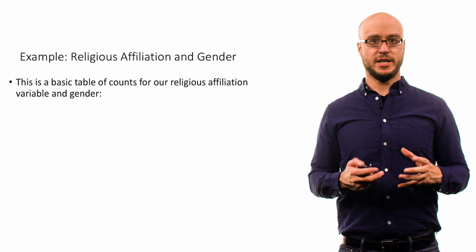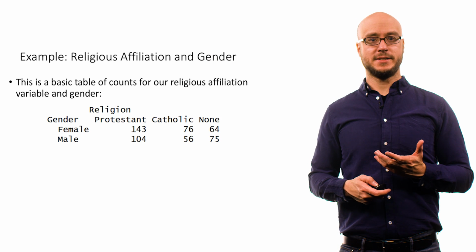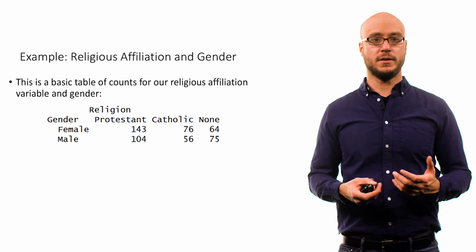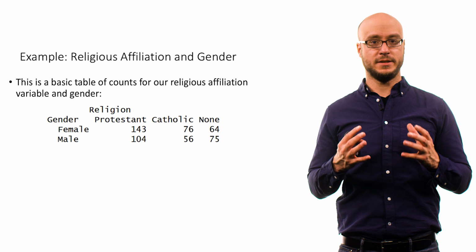So let's look at an example of the chi-square two-way test for independence. Let's look at this example of religious affiliation and gender. Here's a basic table of counts or frequencies for our religious affiliation variable and our gender variable. This is just a contingency table.